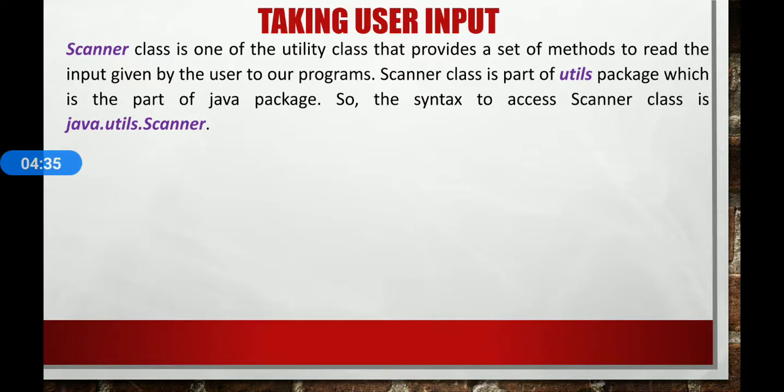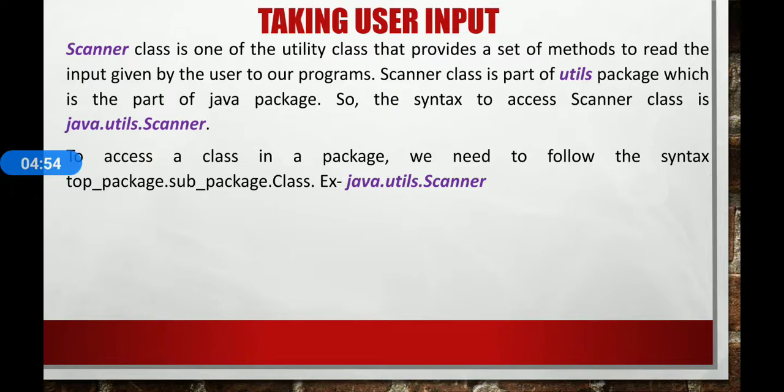So next one, taking user input. So far we have been accepting values in our programs as arguments in main. Java has a rich library of classes for taking inputs. Let us see the easiest way to take input in Java programs. The Scanner class is one of the utility classes that provides a set of methods to read the input given by the user to our programs. The Scanner class is a part of the util package, which is a part of the Java package.